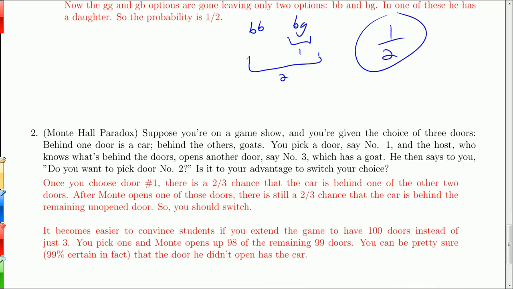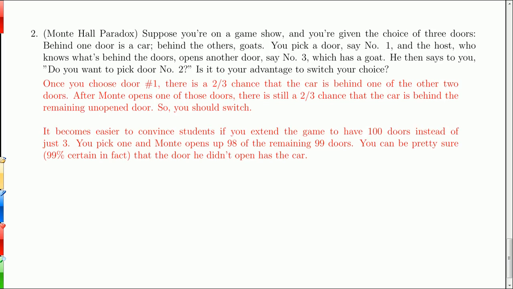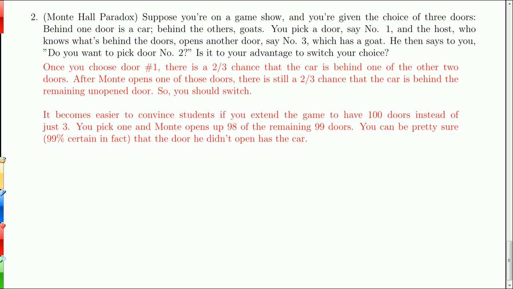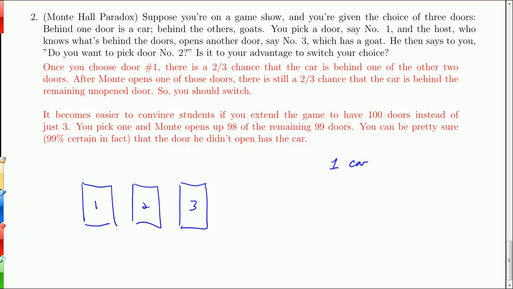Here's the Monty Hall paradox. I'll draw you a little picture of this. So the way this goes is, in the game show, there's 3 doors. Door number 1, door number 2, door number 3. And behind one of these doors, there's a car. So there's one car, and there's 2 goats. And we'll make the assumption that you want the car. If you really want a goat, then you're in luck, because this game's going to really work out for you.